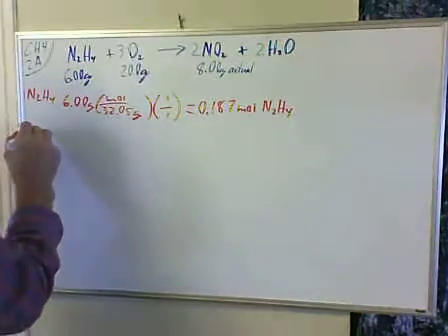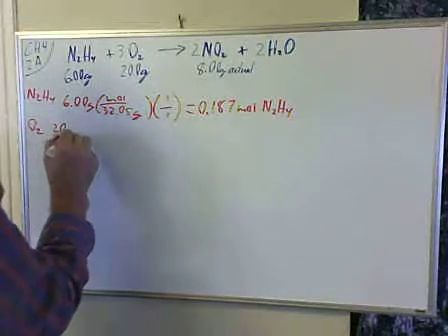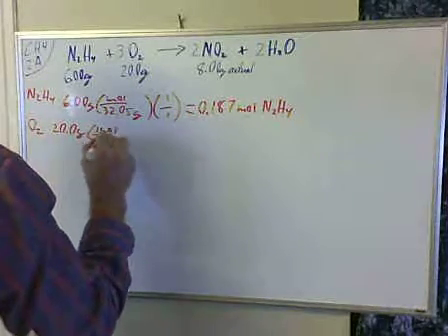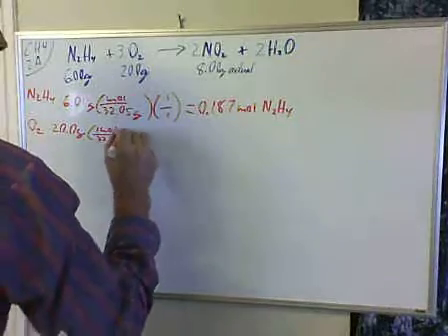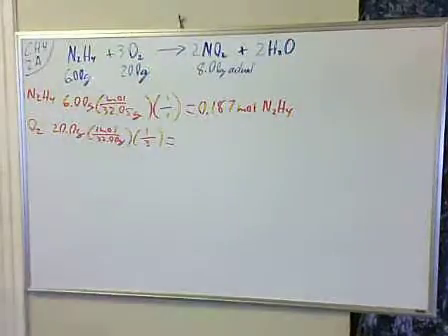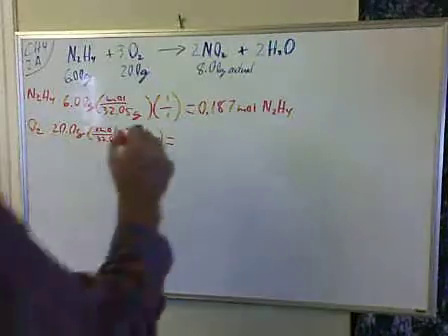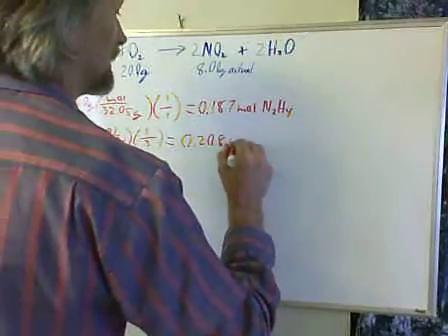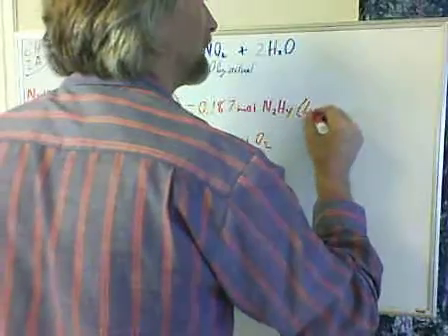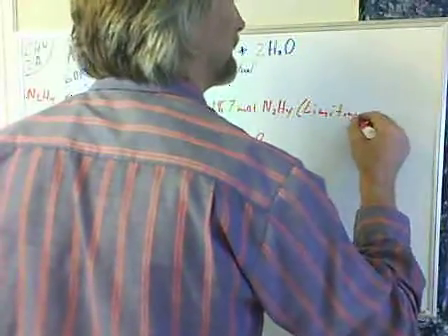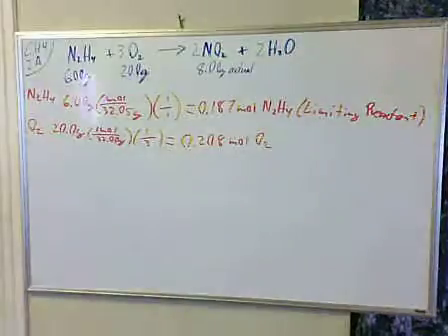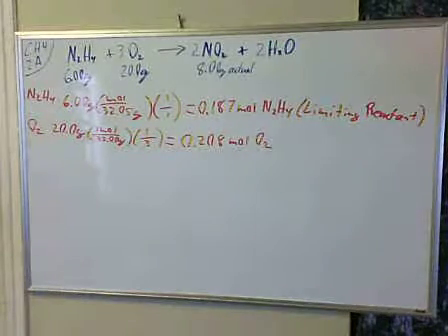we do the same with oxygen. We're going to divide by the coefficient also. And we're going to pick the smaller amount as our limiting reactant. So once we know our limiting reactant, we use the limiting reactant to do all our calculations.